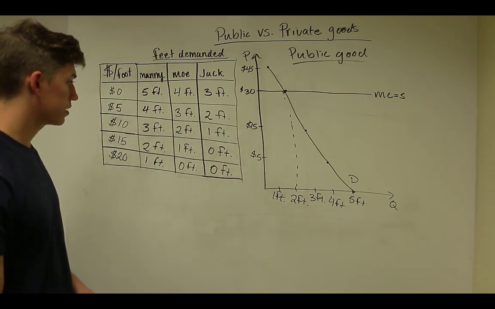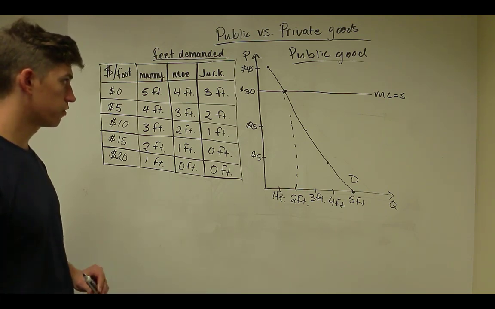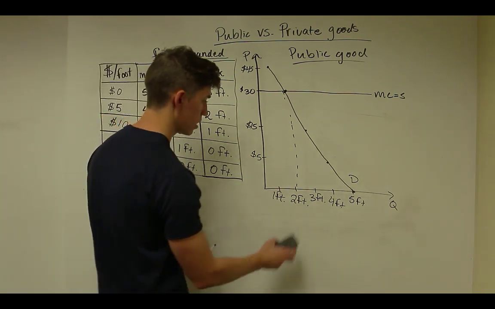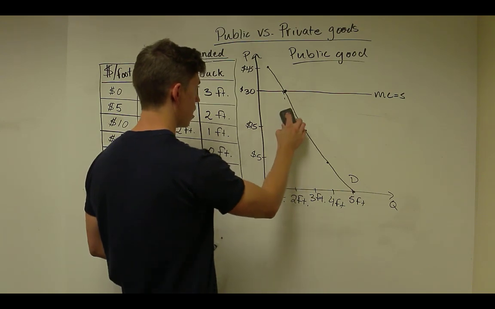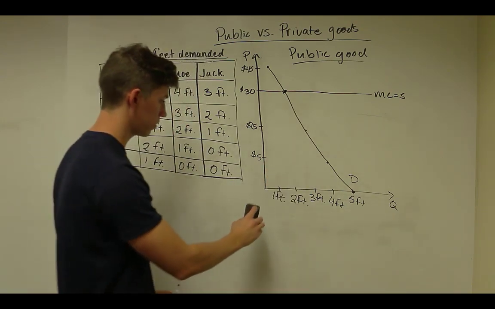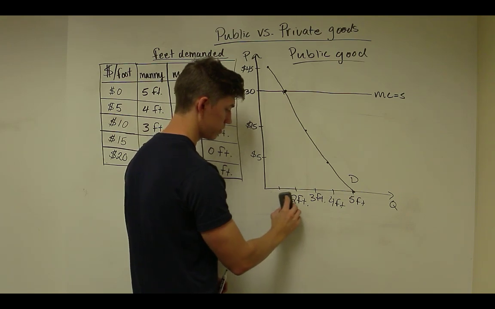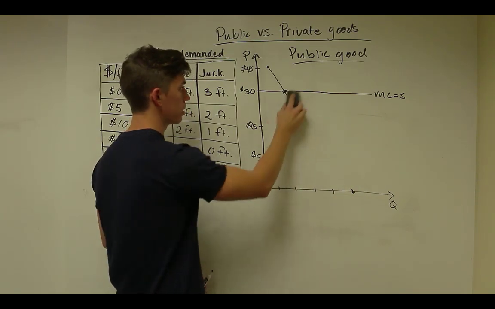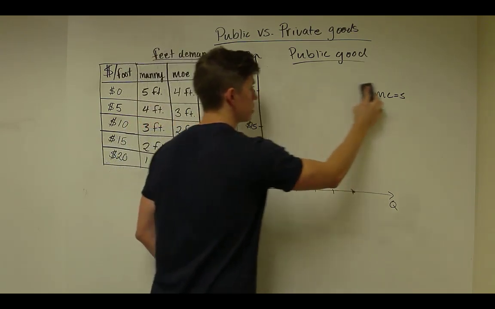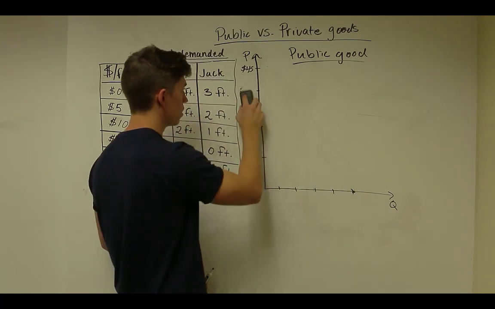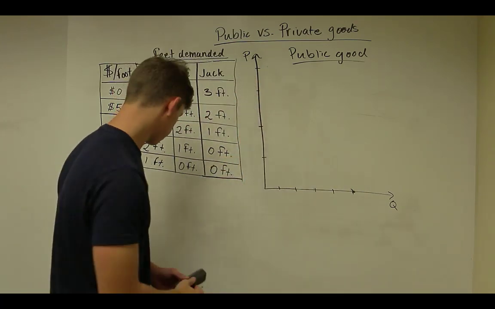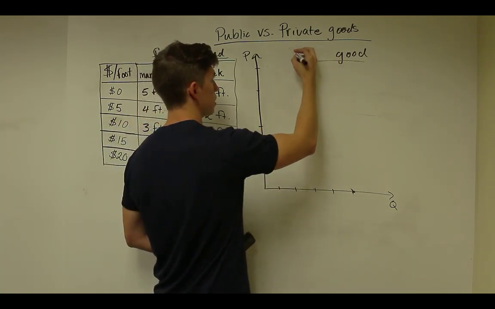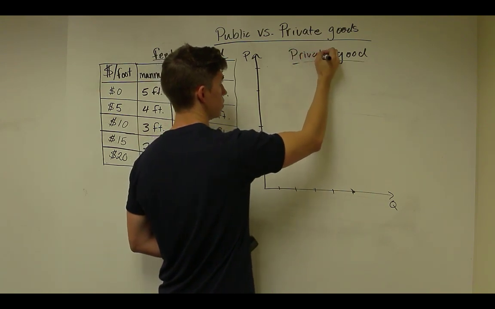I'm going to erase this because I think we get a little bit too cluttered. Hopefully that gives you an idea of how we derive that demand curve if it's a public good. And now I'm going to show the case when it's a private good, which is how we normally think of goods. I'll change this so it's clear that this is now if the fencing is a private good.